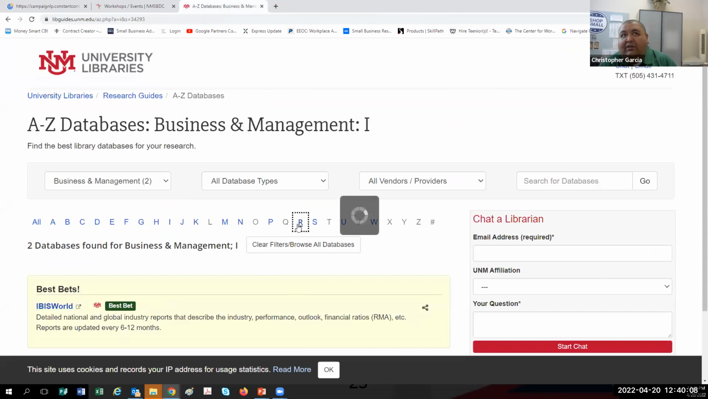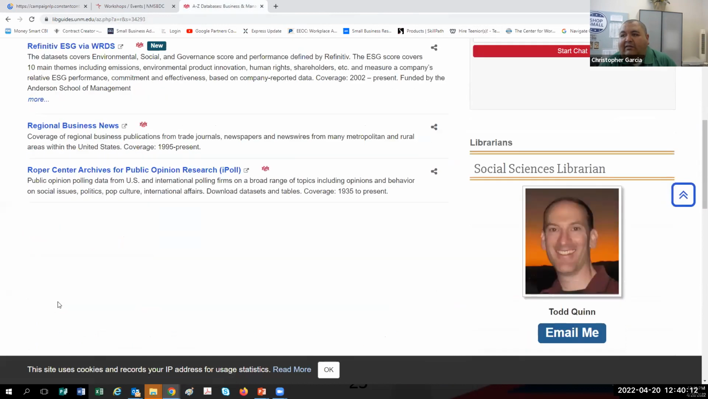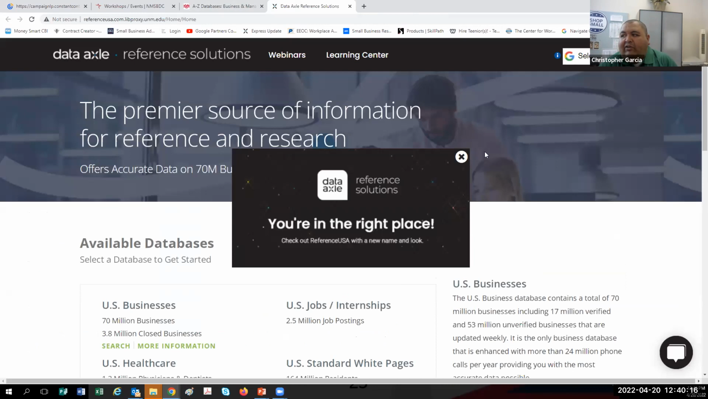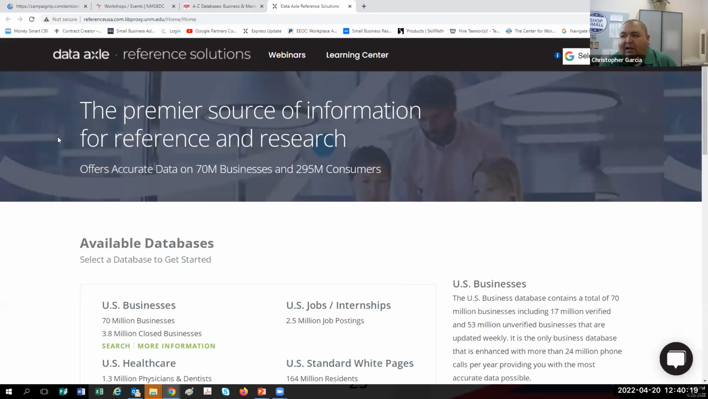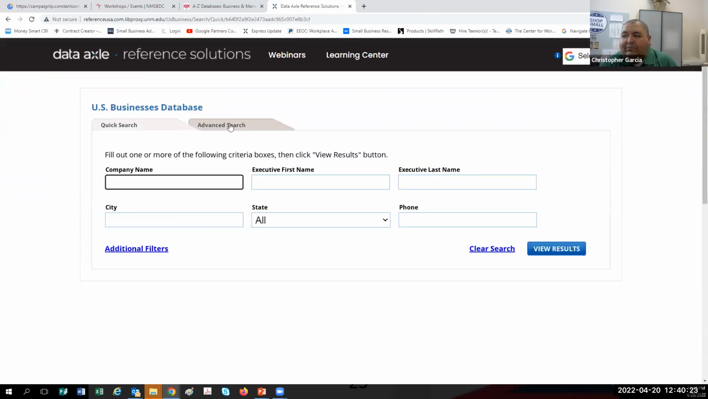And then we have another database called Reference USA. It's now called Data Excel. I'm never going to be able to remember Data Excel. I always like to call it Reference USA. But let me show you how this could help you.